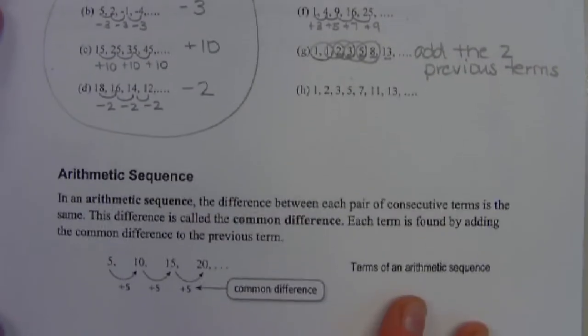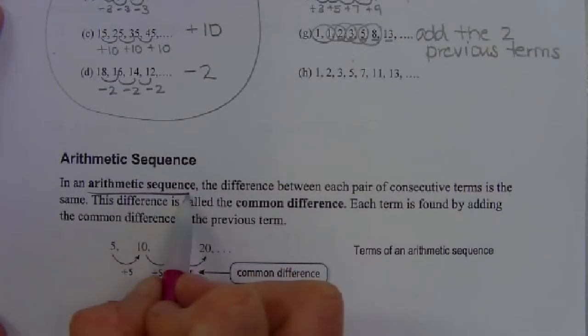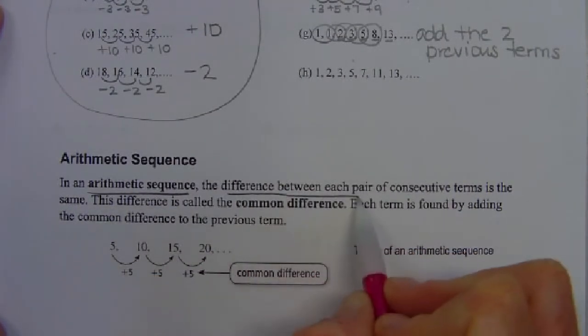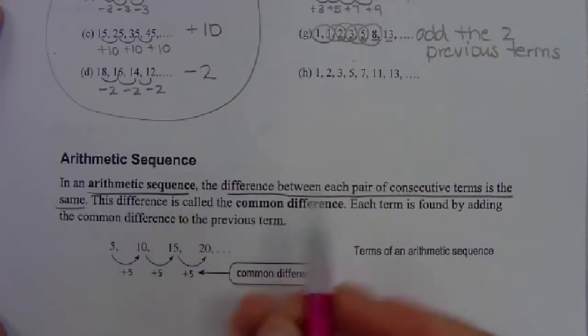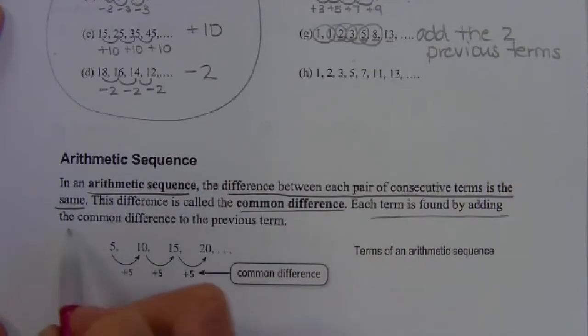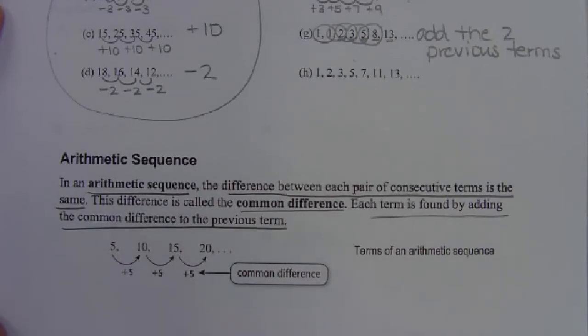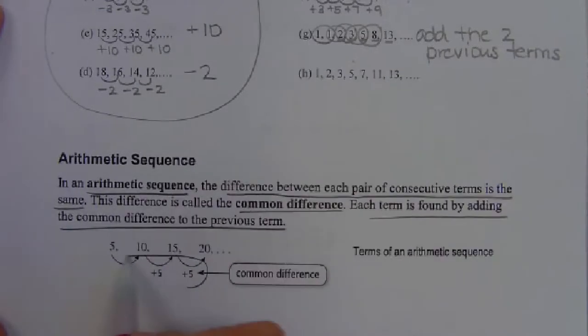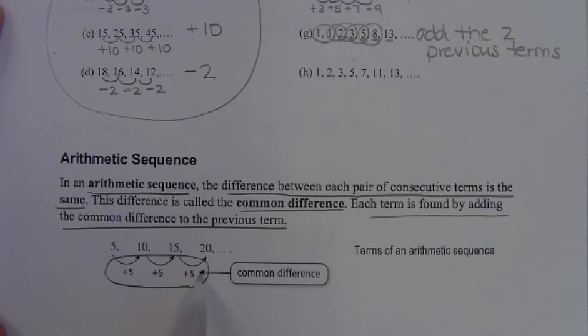So if you take a look down below, an arithmetic sequence is when the difference between each pair of consecutive terms is the same. This difference is called a common difference, and each term is found by adding or subtracting the common difference from the previous term. So an arithmetic sequence is when these are all the same and you are either adding or subtracting consistently.